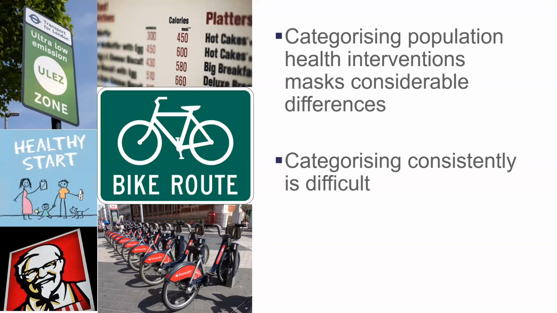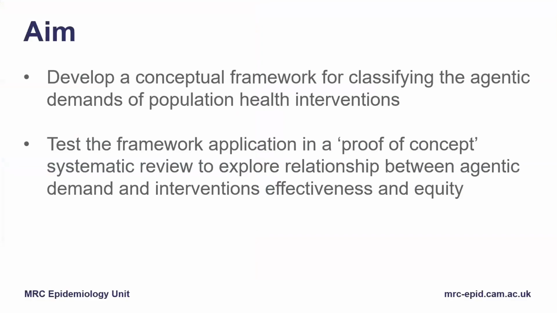But why does this matter? So firstly, without a way to classify, we can't develop an evidence base to underpin any policy decisions about interventions that might influence intervention equity. But also, once we understand the intervention characteristics that contribute to the agentic demands of interventions, we may be able to design policies and interventions that can maximize effectiveness and equity. So this project really aimed to develop a tool that we can use to classify the agentic demands of population health, to do justice to the complexity of the different types of interventions that we commonly may use.